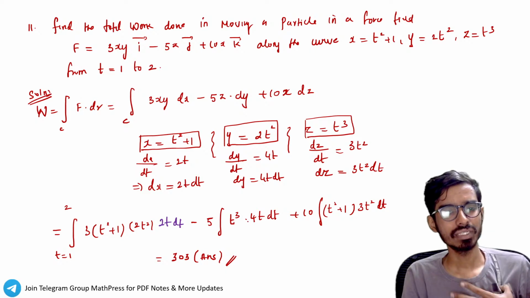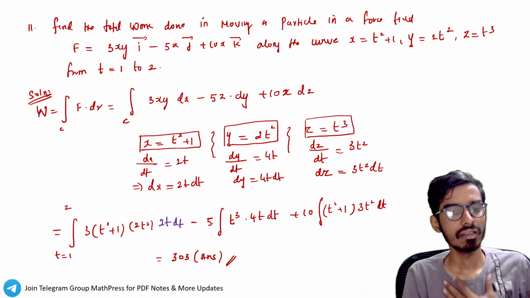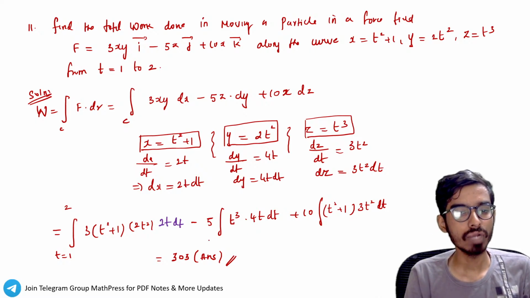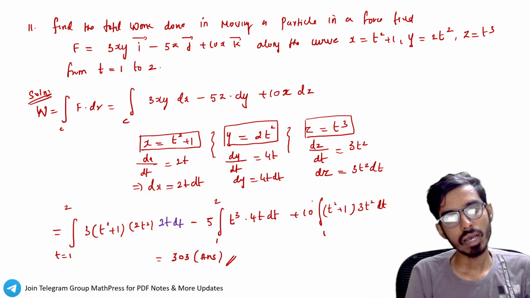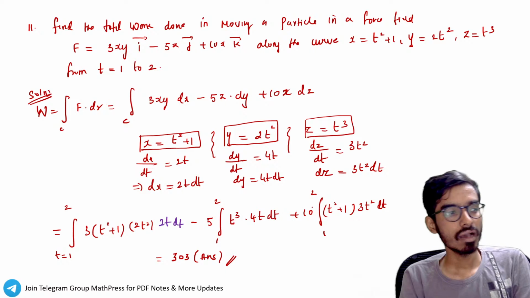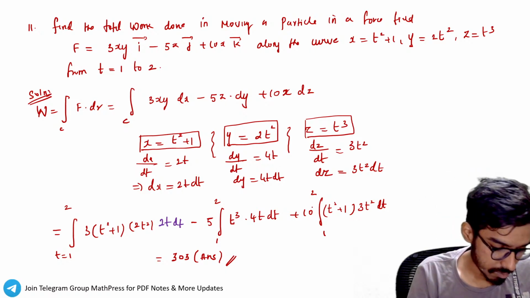Very easy, right? So these are very easy. Just multiply this 4 outside. So minus 20, integration of t power 4, so t power 5 by 5. You put upper limit 2, lower limit 1. So integrate over that. You will get 303 as the required answer, right?